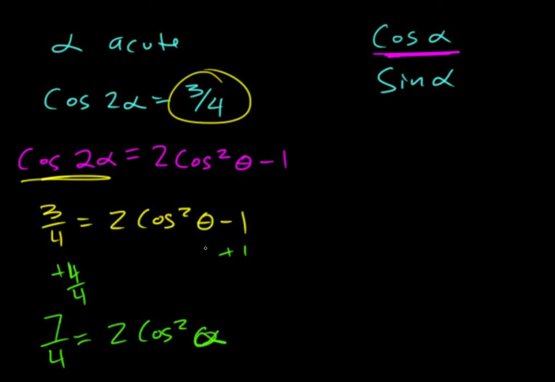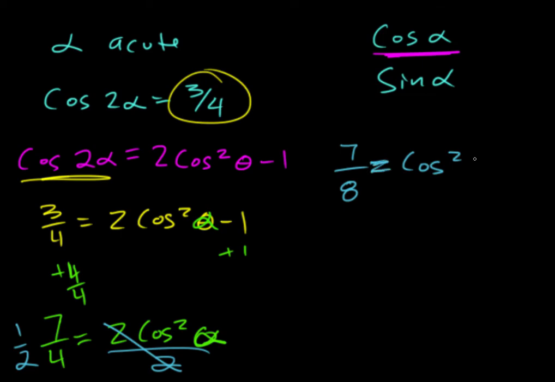This should be an alpha, I apologize. Okay, now we can divide by 2, which is the same as multiplying by 1/2. And so we end up with 7 over 8 is equal to cosine squared alpha. And then we just square root both sides. And so we end up with plus or minus square root of 7/8.